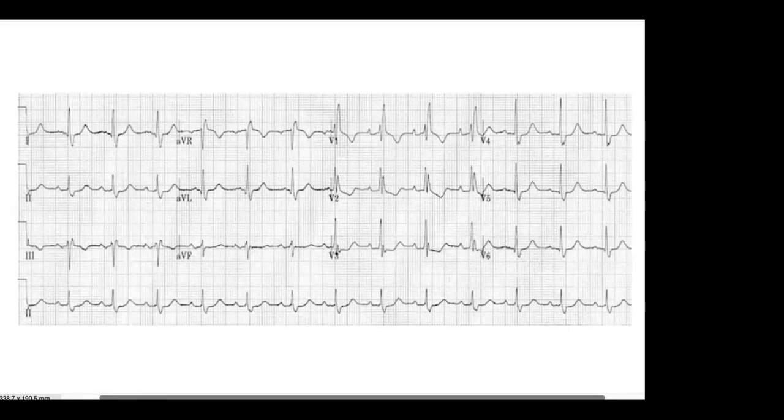Can somebody look at V1 and tell me the differences between the V1 here and the V6 on the same ECG? Guys, it's for you, it's not for me. There is a T-wave inversion in V1. Okay. Yes.